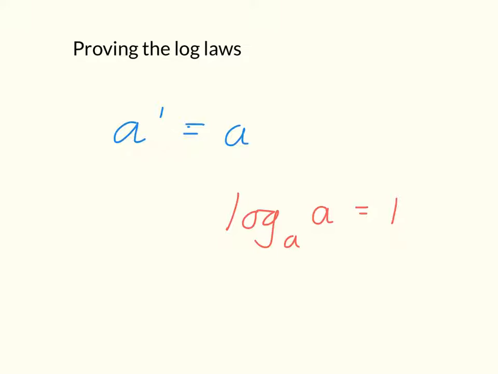Now the second law, again, is linking to an exponent expression, and this time we know that a to the power of 0 is equal to 1. In fact, anything to the power of 0 is equal to 1. And again, rewriting this as a log expression, we get that log base a of 1 is equal to 0. So this means that no matter what the base, if you take a log of the number 1, you will always get the answer 0.